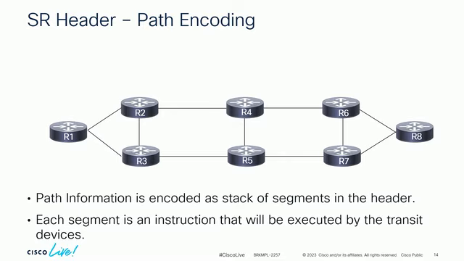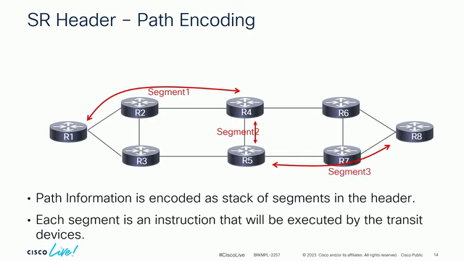Let's now see how the path information is encoded in the SR header. Let's assume that there is an application which needs to steer the traffic from R1 to R8, but not through the best path, not through the shortest path. Rather, for some other reason, based on certain constraints, the traffic needs to be steered from R1 to R4 via R2, and from R4, the traffic needs to be forwarded to R5, and from R5, it needs to be forwarded to R8 through R7.